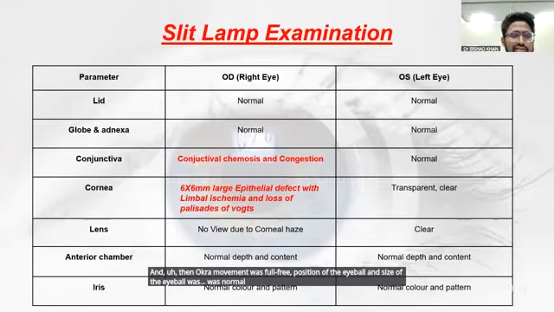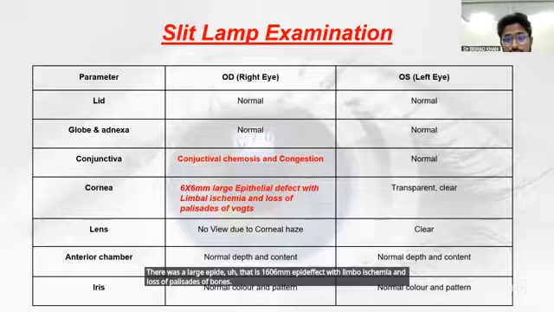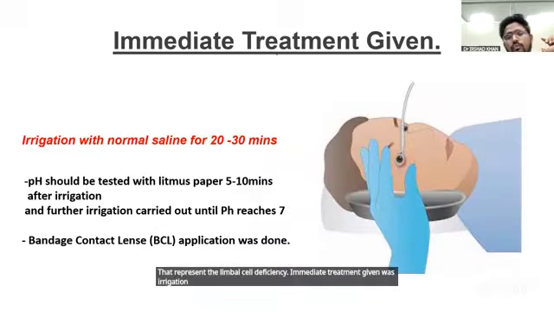On slit lamp examination, we can see conjunctival chemosis and congestion. There was a large epithelial defect, 6 mm, with limbal ischemia and loss of palisades of Vogt that represents limbal cell deficiency. Immediate treatment given was irrigation with normal saline for around 20 to 30 minutes.